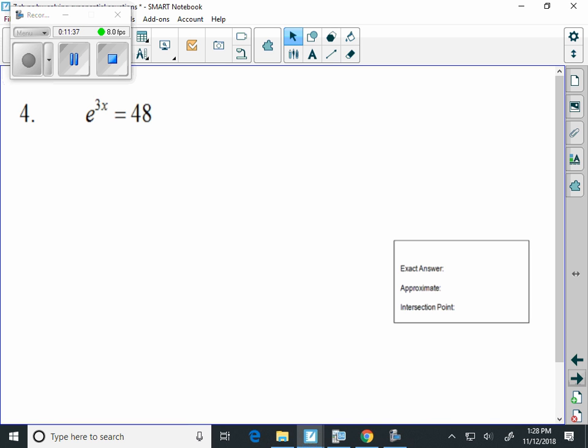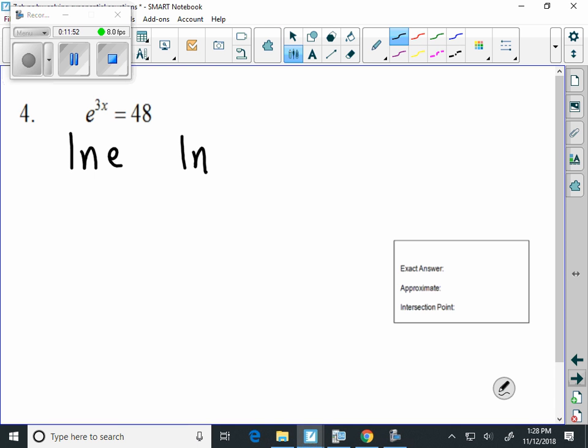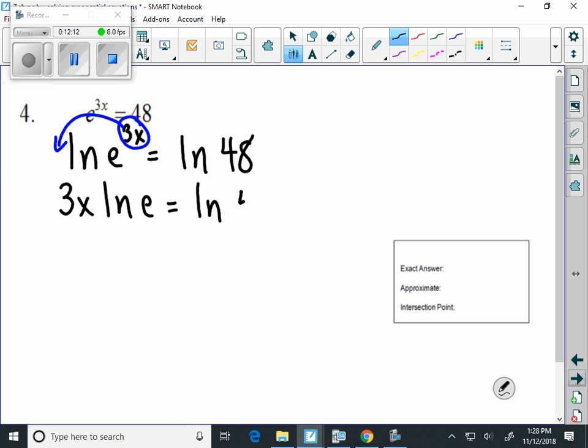Problem number 4 is already isolated for us, so we can go directly to the part where we put in a natural log. Put a natural log on the left side, put a natural log on the right side. Next, we take this 3x, we're going to write it out here in front. We have 3x natural log of e equals natural log of 48.